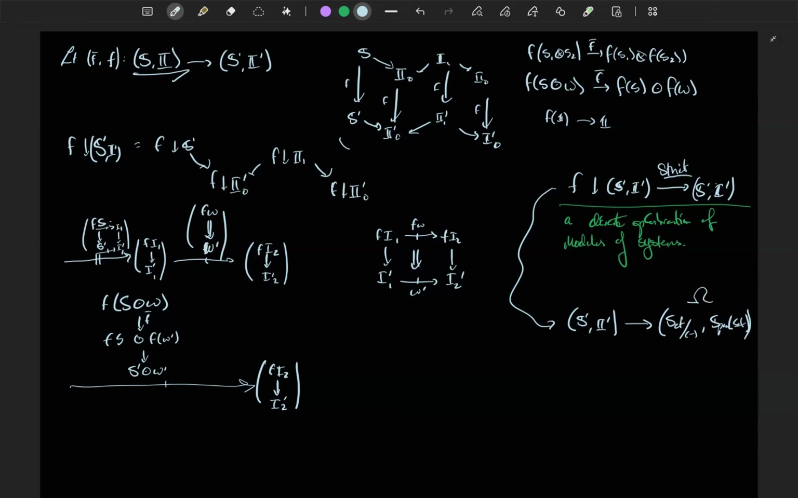And what does it do? Well, it sends any S, let's say, to the set of F of S's and I's, with maps from F of S to S' and F of I to I', right? And all these other things. We're going to go through this in more detail as I specialize this.